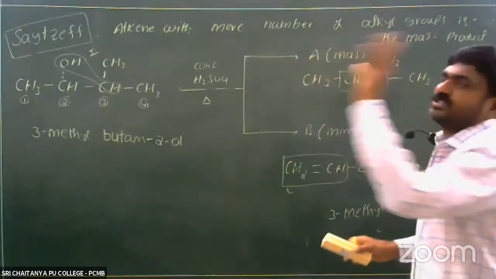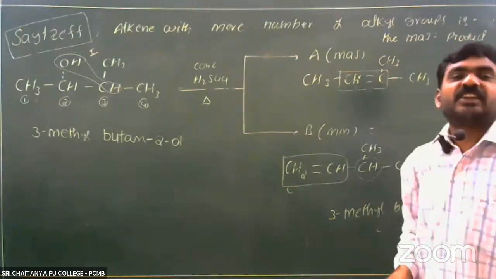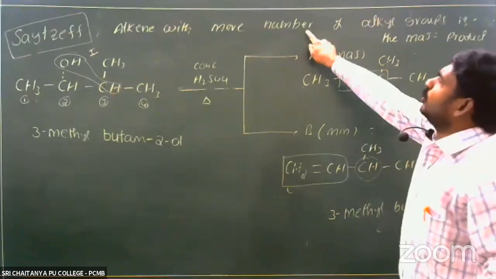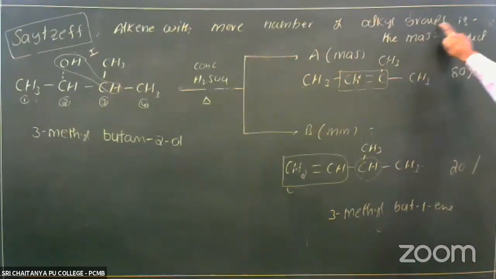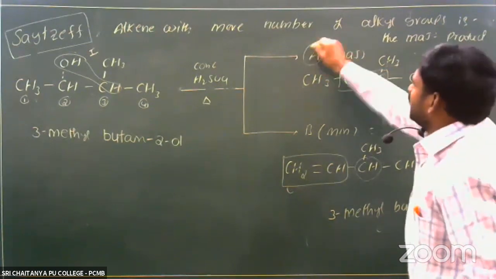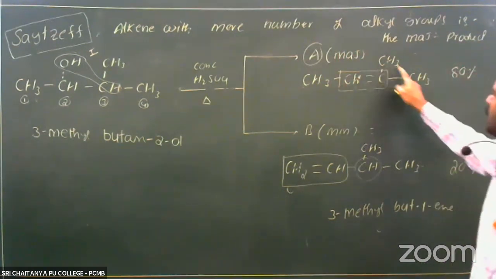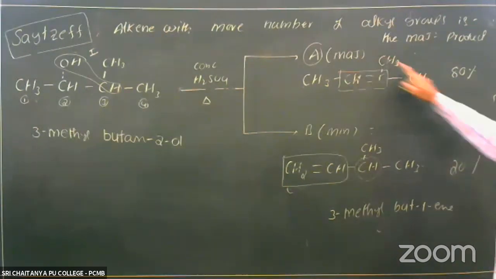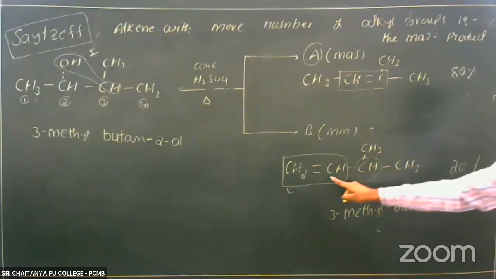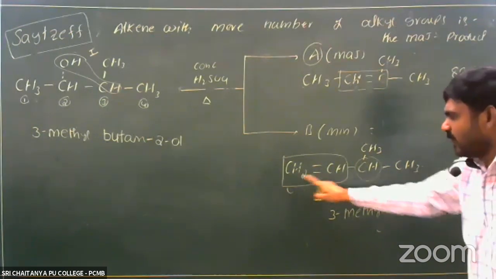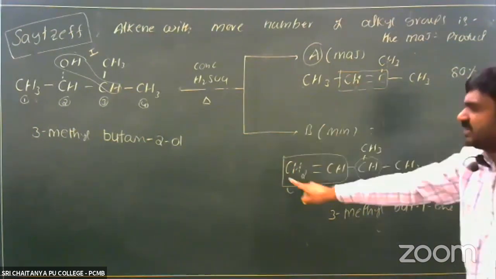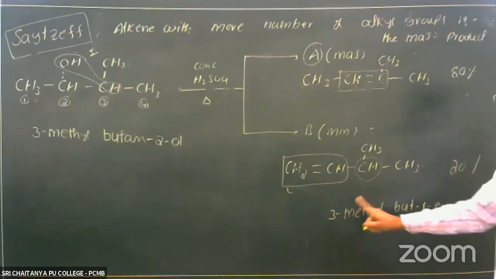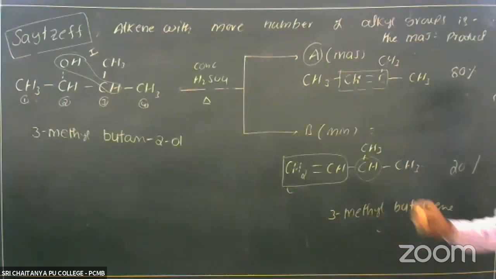According to Saytzeff rule, the alkene with more number of alkyl groups is the major product. Here the first product is attached with more number of alkyl groups, hence it is the major product. The second one has double bonded carbon atoms attached with less number of alkyl groups, hence it is the minor product.